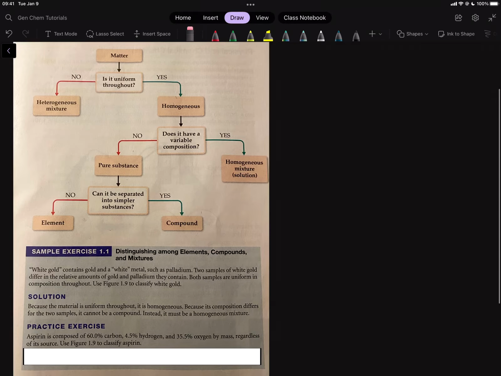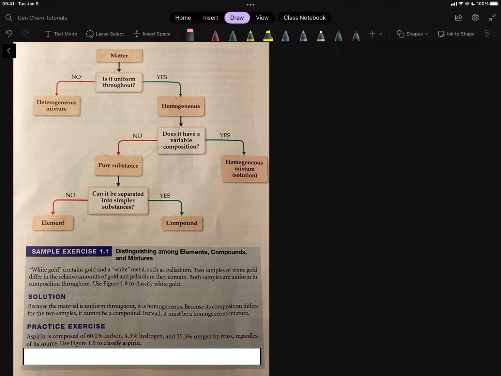So then our practice exercise here. Aspirin is composed of 60% carbon, 4.5% hydrogen, and 35.5% oxygen by mass, regardless of its source. Use the same figure to classify aspirin. I like that they have that little bit regardless of its source. If you extracted aspirin from some sort of natural product, perhaps, or whether you bought it at one grocery store or another, aspirin is aspirin is aspirin, if you will.